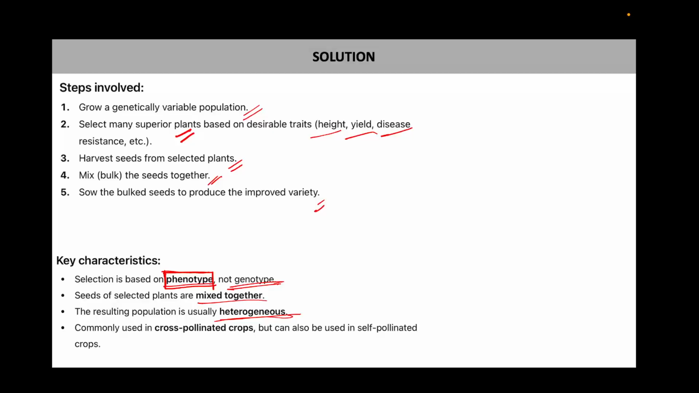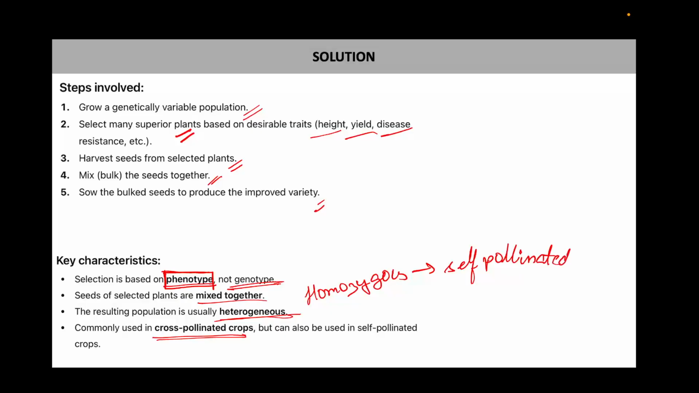We are not generating seeds to make the genetic combination the same. So most of the seeds are heterozygous. And now the most important thing, mass selection is basically used in cross-pollinated crops, because heterozygosity can only be maintained in cross-pollinated crops. When the crops are self-pollinated, that will result in a higher and higher population of homozygous varieties. So, in case of self-pollinated crops, there are more chances of homozygous varieties.